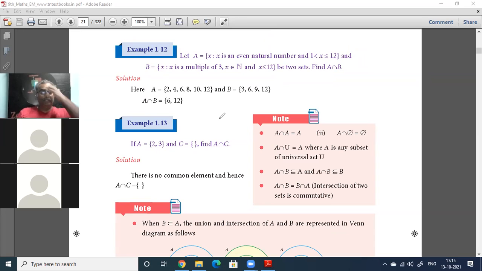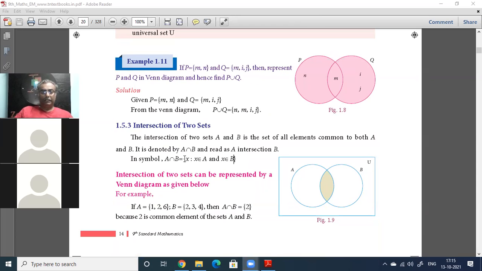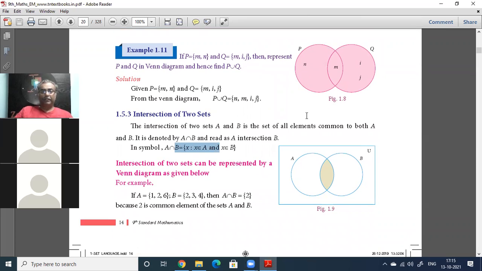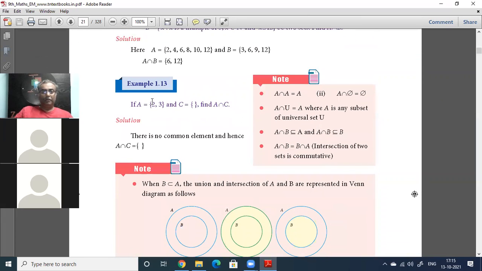If A is 2, 3 and C is the null set, what is A intersection C? Null set. There's no common element, because the element must be found both in A and in the other set. What is the set builder notation telling? Such that X is an element of A and X is an element of B. So 2 is an element of A, it is not an element of B. 3 is an element of A, it's not an element of B. So none of the elements are in common. So A intersection null set will be null set.